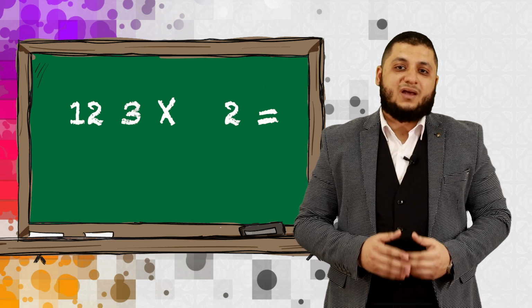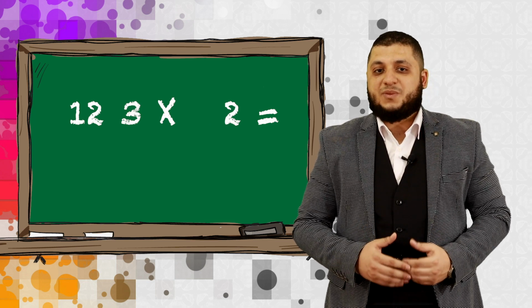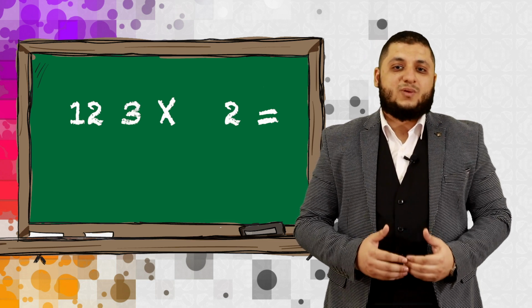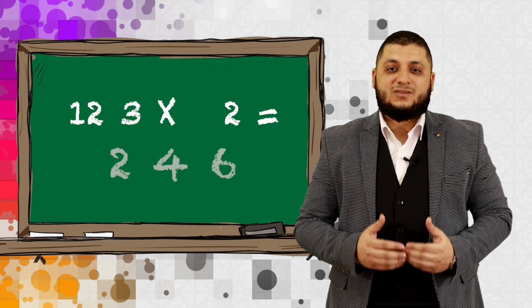12.3 times 0.2. Neglect decimal points. So we have 123 times 2. 2 times 3 equals 6. 2 times 2 equals 4. And 2 times 1 equals 2.